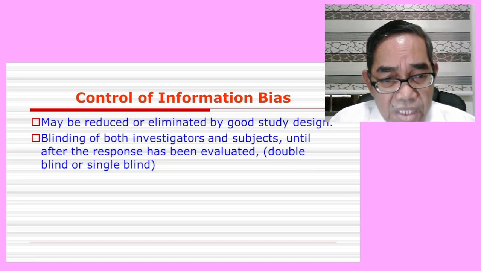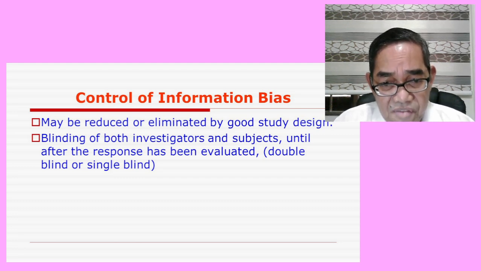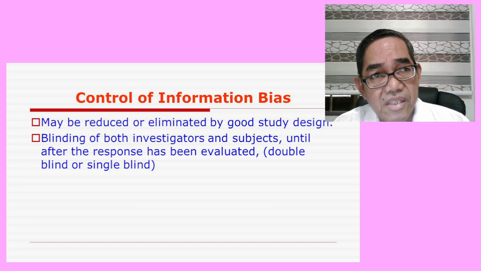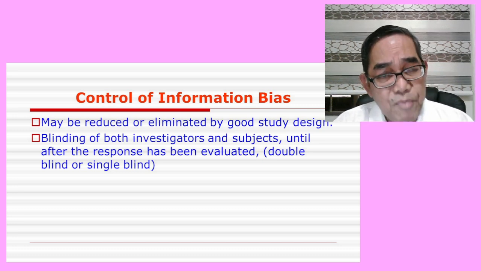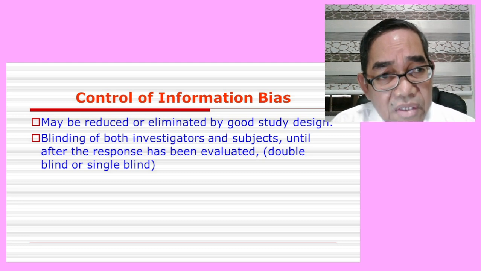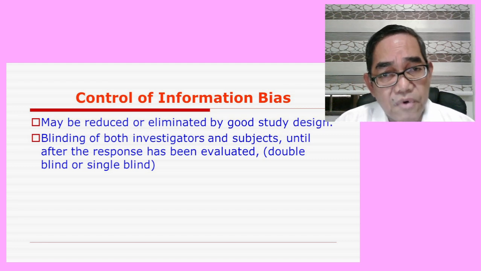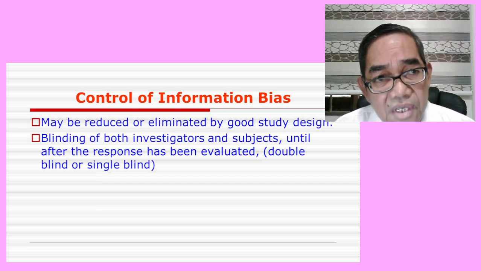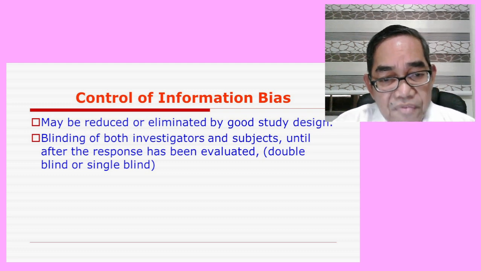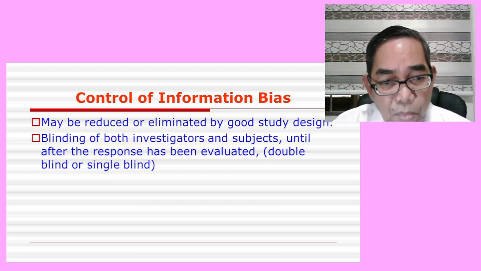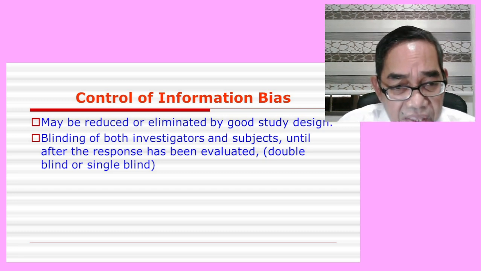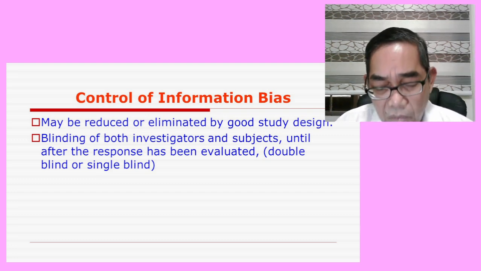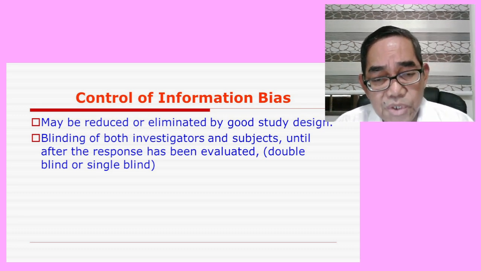how do we now control information bias? This may be reduced or even eliminated by a good study design. For example, for investigators reporting favorable results for treatments that they believe in, or patients reporting symptoms to doctors to please them, we can blind both the investigators and the subjects. We have the double blind, or even just the investigator himself if the subjects cannot be blinded, so double or single blind. This is one way to control information bias.